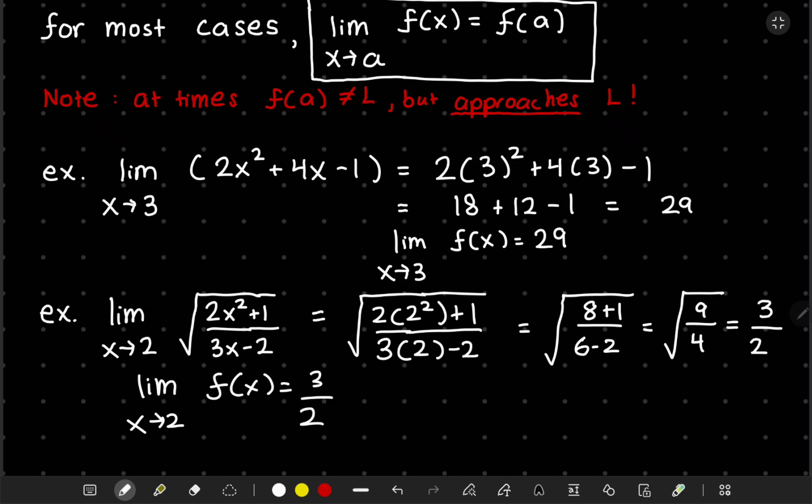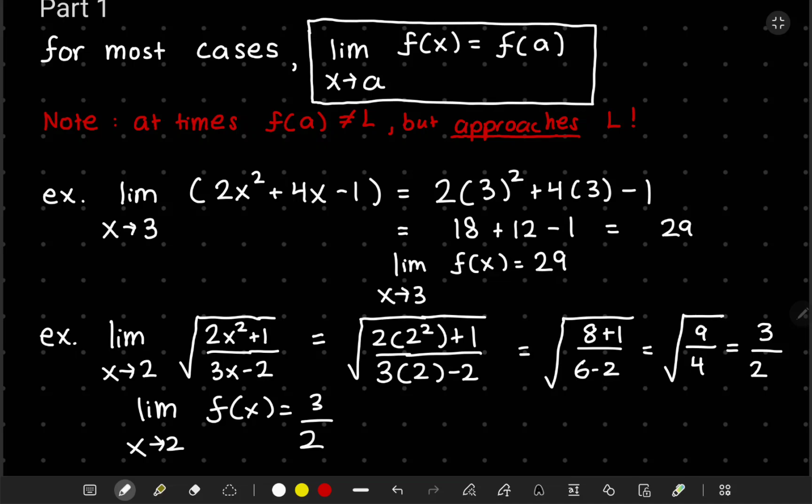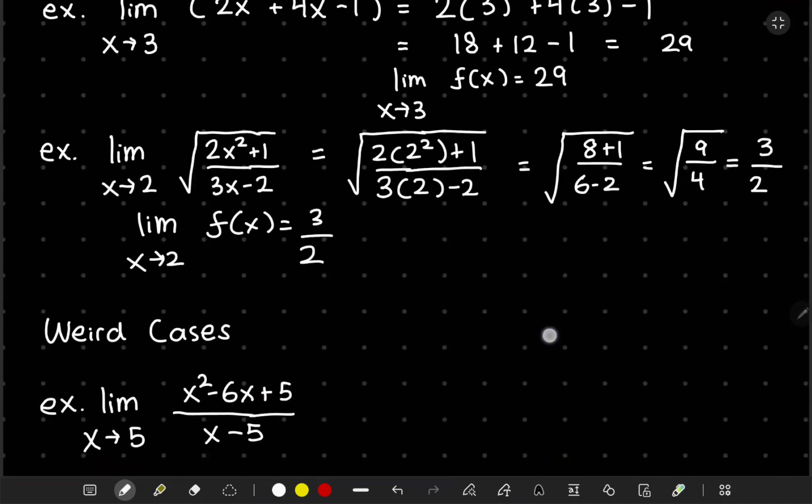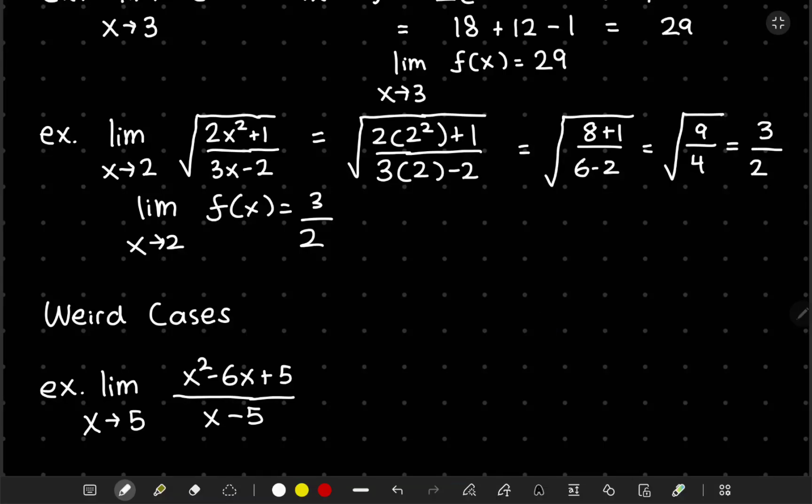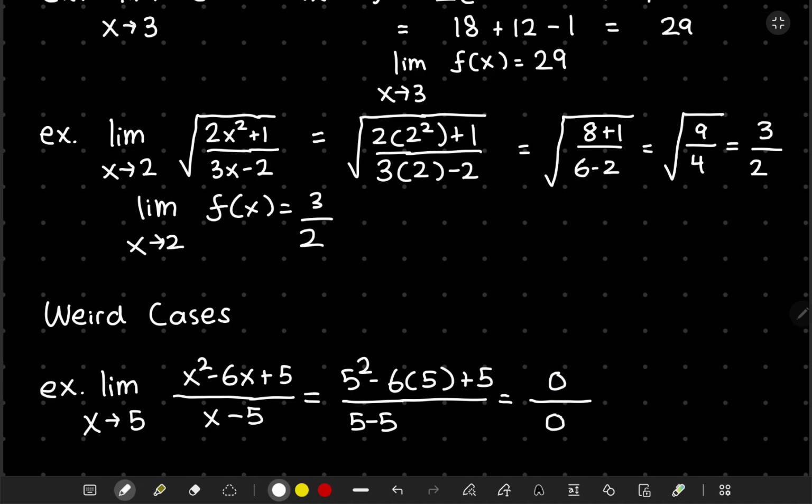Now, there are some cases where it might not be that way. So sometimes we can plug it in, and it's just f of a, but there are some weird cases. And we're going to begin with this first one, the limit as x approaches 5 of this entire function. Okay, let's just say I did plug it in. When I do plug it in, I get on the bottom 5 minus 5, while on the top I get 5 squared minus 6 times 5 plus 5. Now I'm just going to plug it in like normal, and I'm just going to see what I get. On the bottom, I get 5 minus 5, which is 0. And then on the top, if I do it again, that also gives me 0.